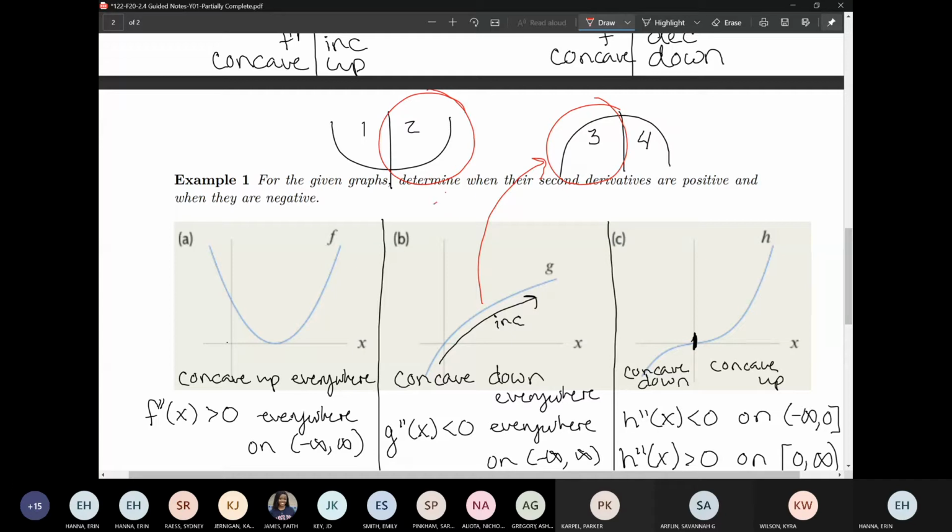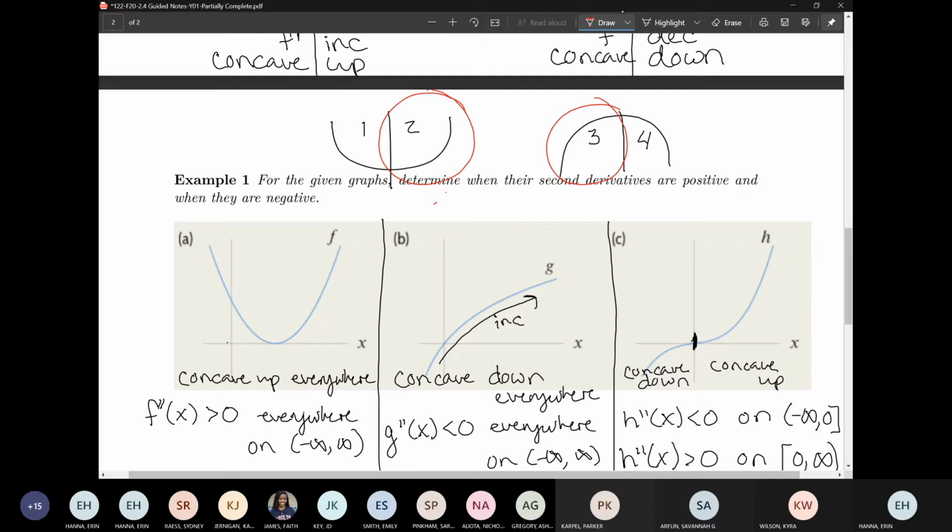So since it looks like that third option through the whole entire graph, it would be concave down everywhere. Does that make sense? I know that was kind of wishy-washy, but you just got to look at it and see which one it resembles the most closely.